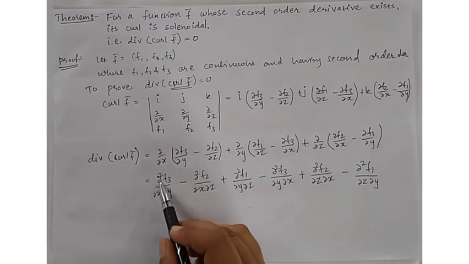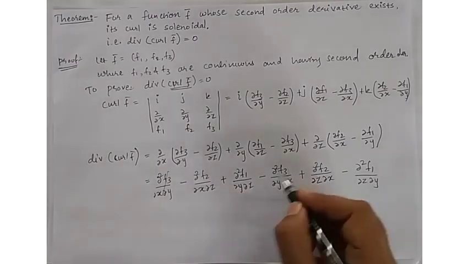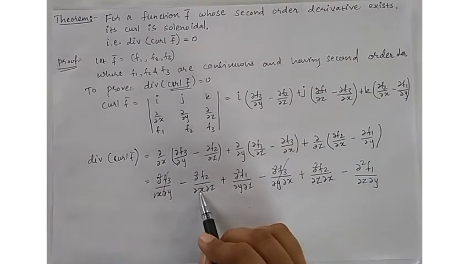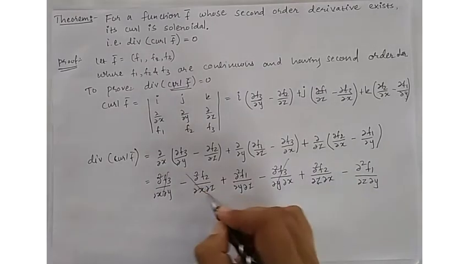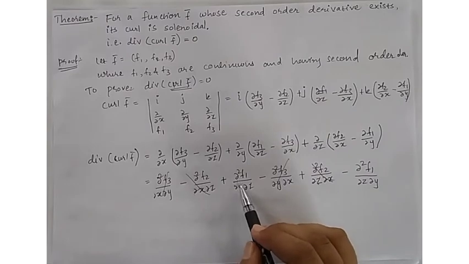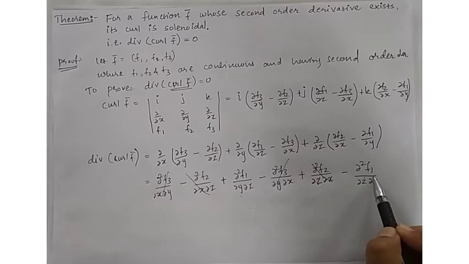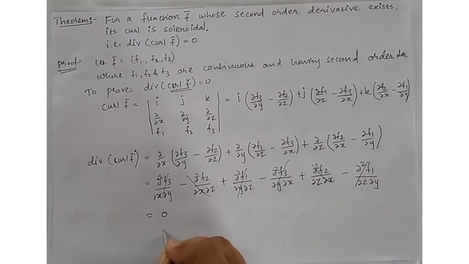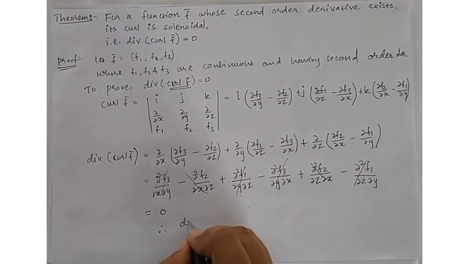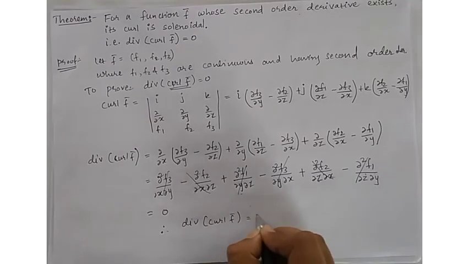So here you see that del square F3 upon del x del y is plus and here it is minus, so they cancel. Here is minus del square F2 upon del x del z and here plus del square F2 upon del z del x, so they cancel. And here is del square F1 upon del y del z and here is minus del square F1 upon del y del z, also cancelled. So it is equal to 0. Hence divergence of curl F bar is 0.